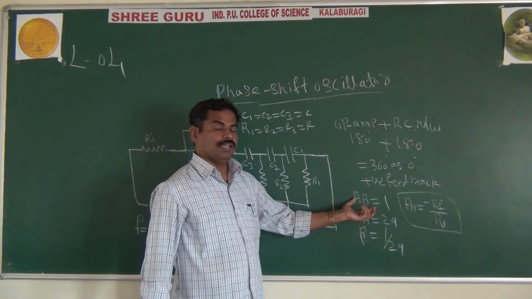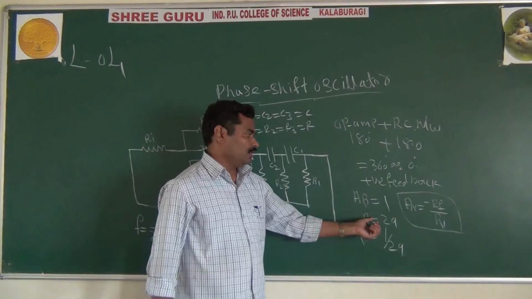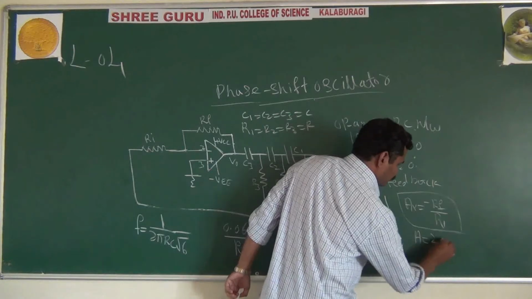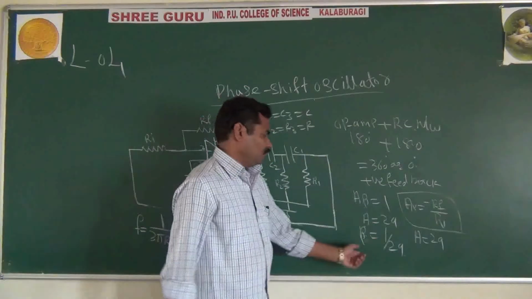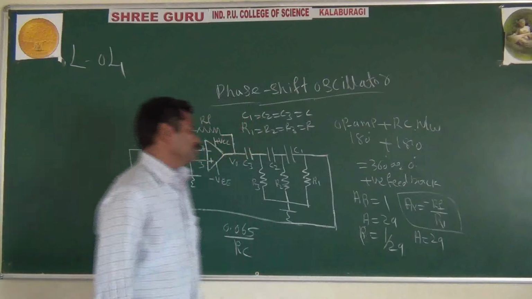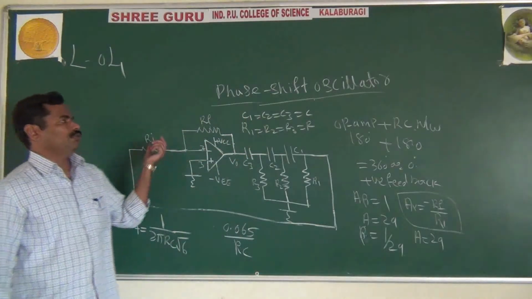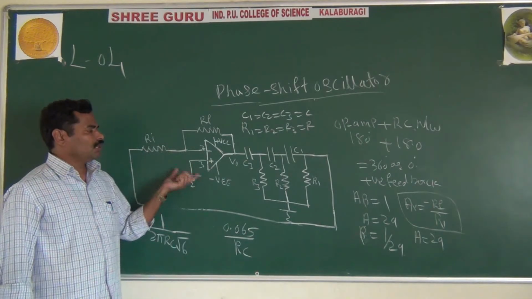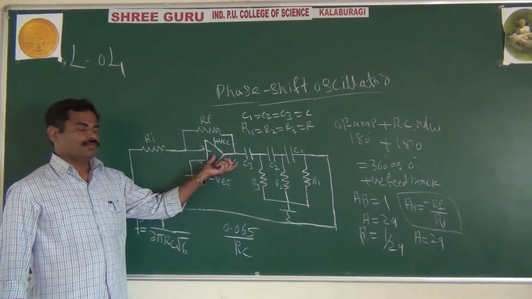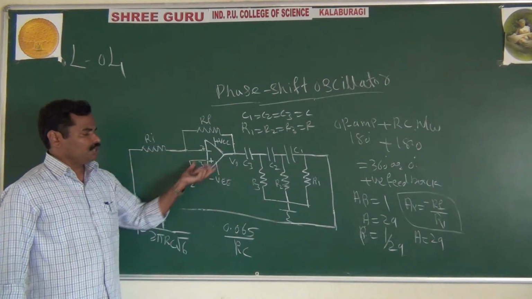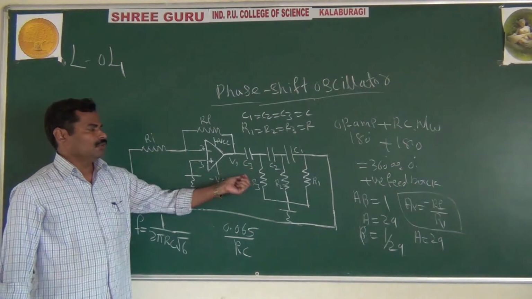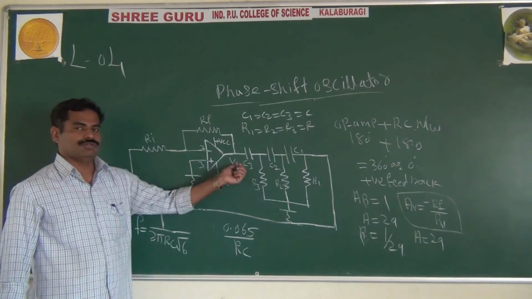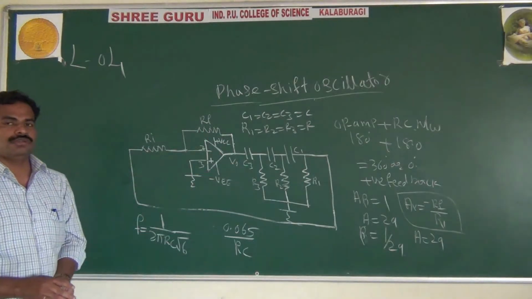And also we want A beta equal to 1. That is, A is equal to 29, or we want beta equal to 1 by 29. This is the phase shift oscillator in a simple way. The important thing here is that it has good frequency stability, and it is also very cheap because you are using only R and C, and you can easily change the frequency by changing the R and C values. This is the importance of the phase shift oscillator.